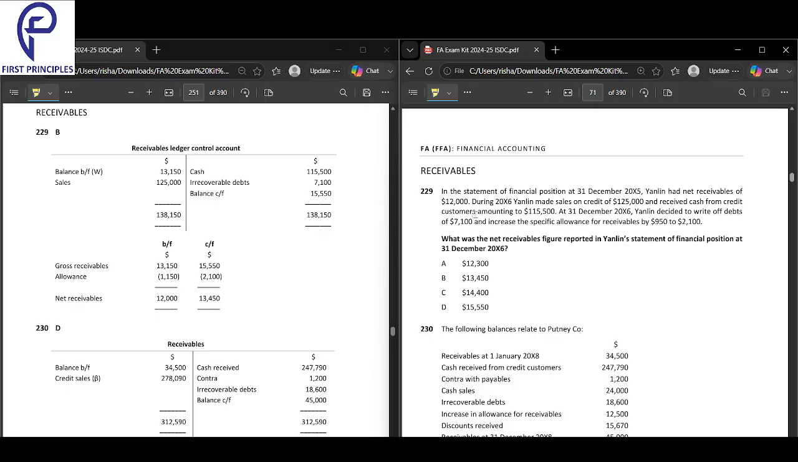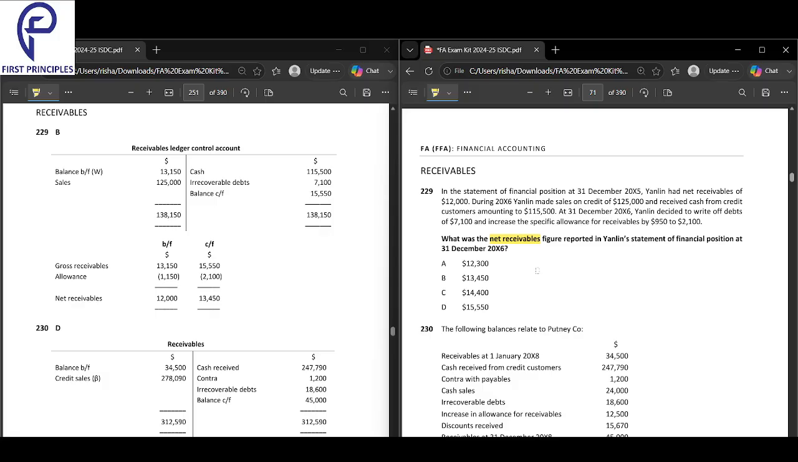So, what are we doing? We have to find the net receivables. For that, we first find the gross receivables, and from that we subtract the allowance. So that's why we'll first calculate the gross receivables, and from that we will subtract the allowance, and you'll get the net receivables. Okay, we'll do it step by step.